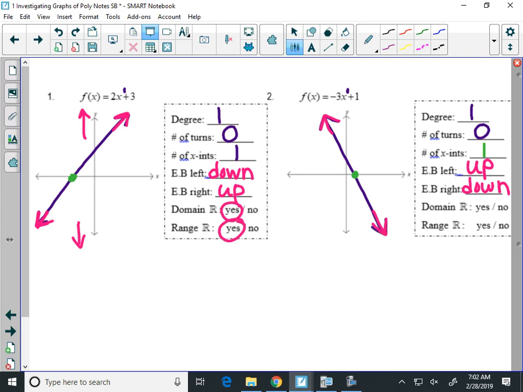All right, is the domain all real numbers? Does the graph go forever to the left and forever to the right? That would be a yes. And same with the range. The graph goes up forever and down forever, so the range is also all real numbers.